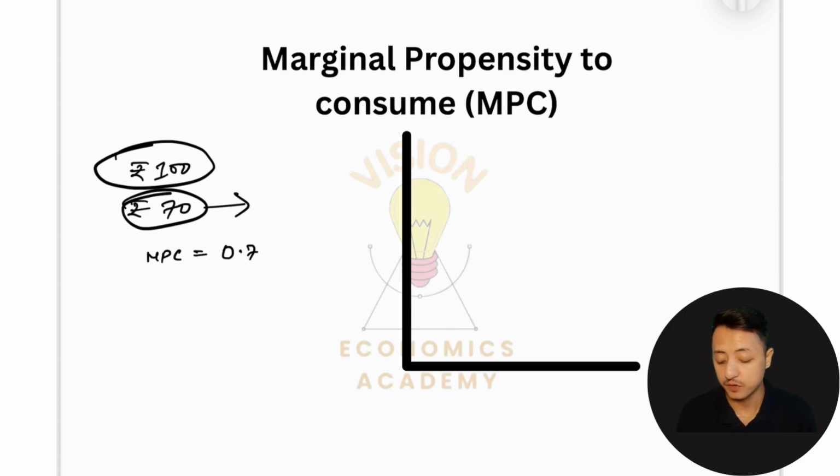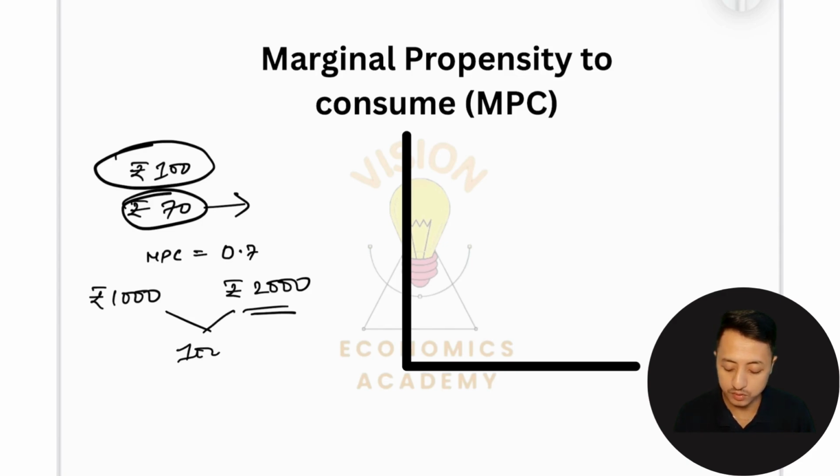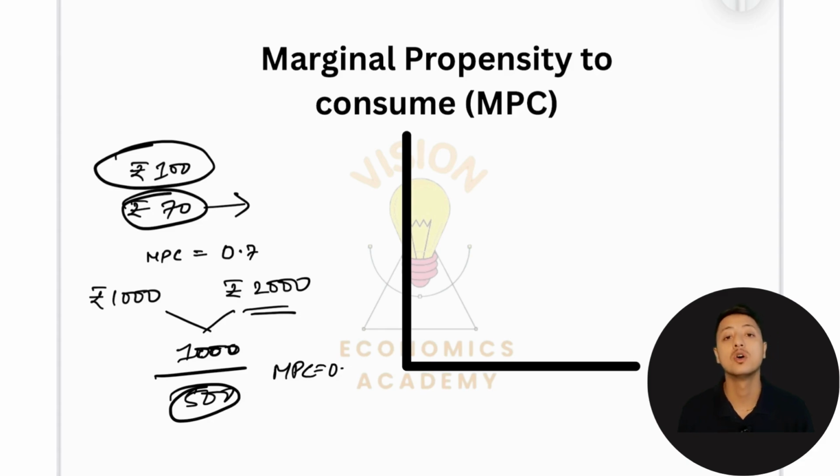That means if your income was 1000 rupees, right, salary was 1000 rupees, and now it has increased to 2000, right? So with 1000 increase in your salary, what portion of this increase in salary you're consuming? Let's say you're consuming 500 rupees. So your MPC would be 0.5, okay? Because half of the addition in your salary you are consuming.